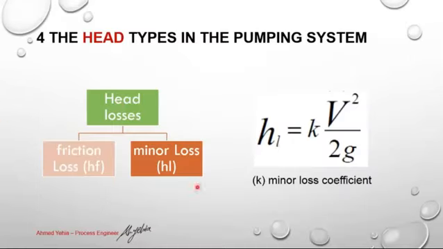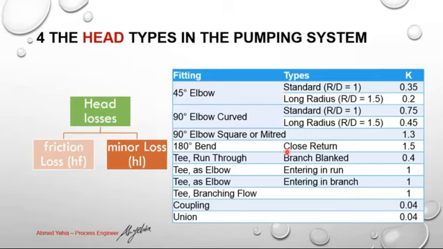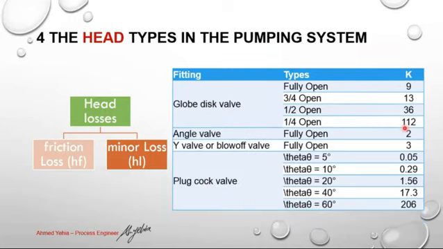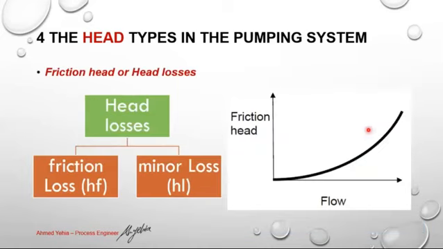Another type of the head losses is the minor loss. The minor loss equation is HL equals K multiplied by V squared over 2g. Okay, our problem here again is K. K is the minor loss coefficient. We have here a table. The K is dependent on the type of fitting. For example, if we have a 45 degree elbow, long radius, the K value is 0.2. And if we have a union, the K value is 0.04. If we have a gate valve, what is the opening of this valve? Full open, half open, or quarter open, each one has a K value. We will use this again in an example.